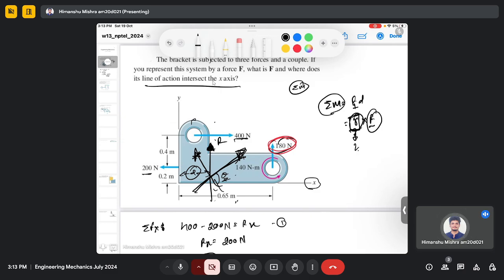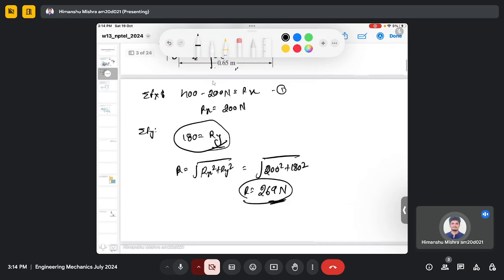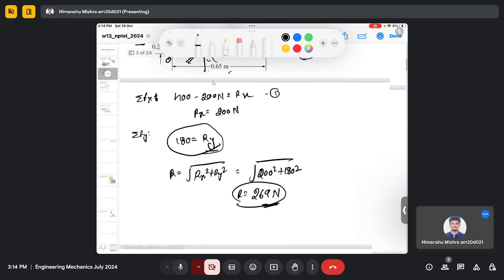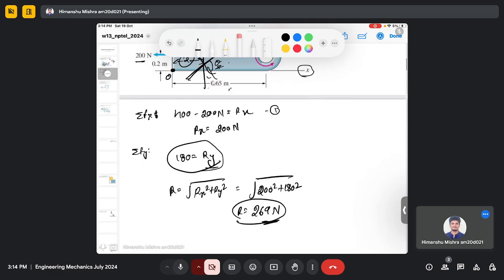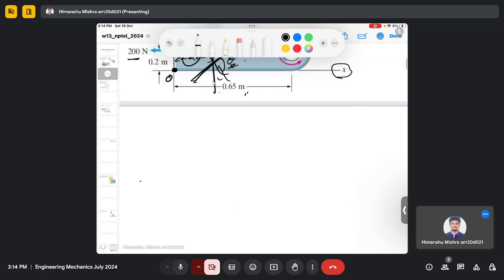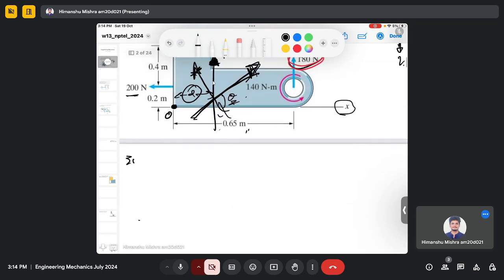So if I take the moment along this point, let's say this is my point O, this h. If I take the moment along this h, we will have summation of moment along point O.